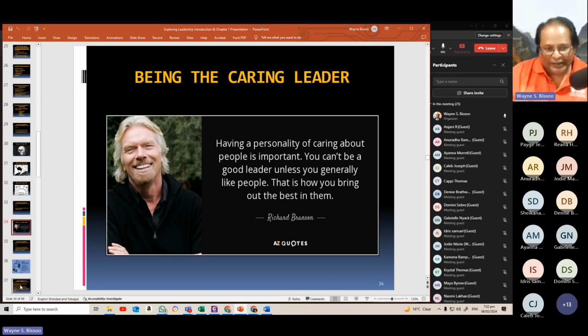Okay, so I like this quotation from Richard Branson, who was the guy with white hair that you weren't recognizing. Having a personality of caring about people is important. You cannot be a good leader unless you genuinely like people. And that is how you bring out the best in them. And I found this to be quite true. I always bring this back to my teaching experience: if you don't like your students, you can't get the best out of them. And the best means that they do well at learning and understanding their work.